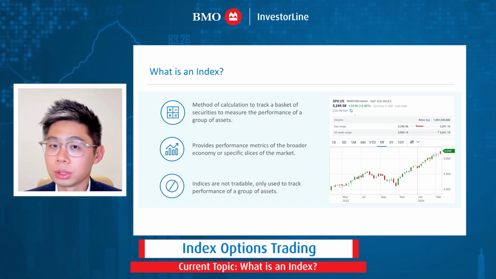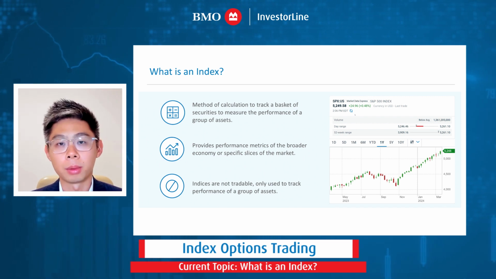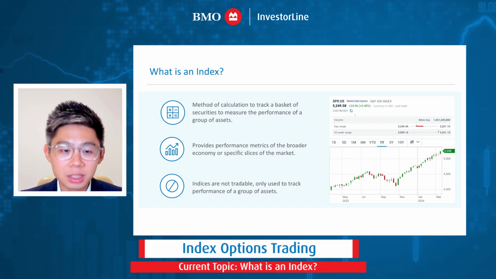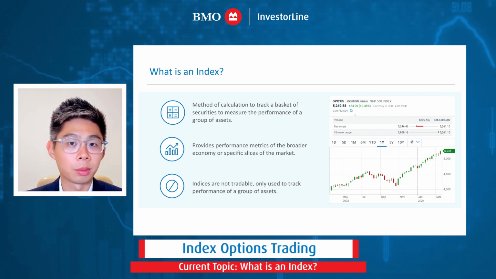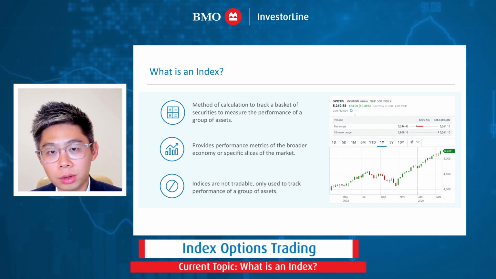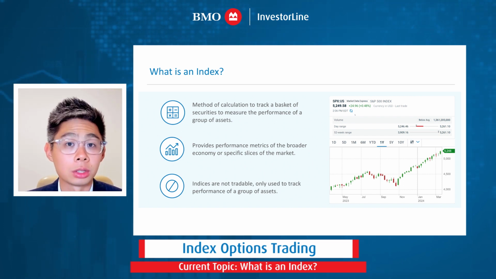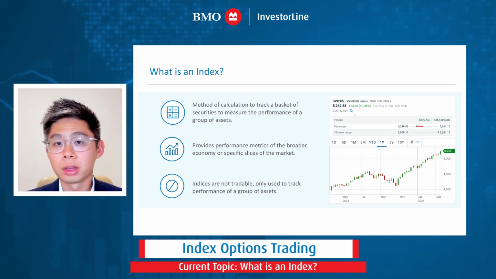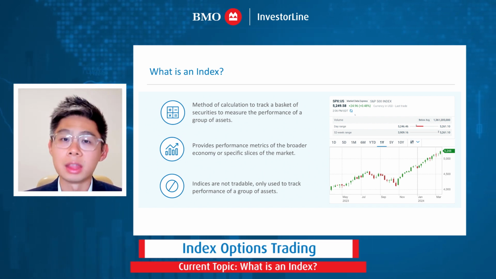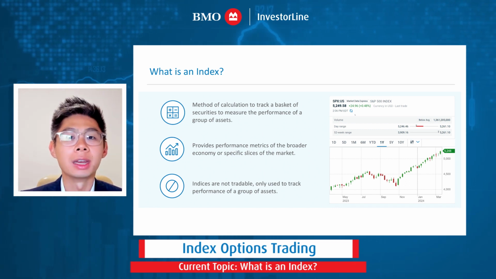There are thousands and thousands of indices that track different slices and dices of the economy and the market, but they really provide you the performance of how those specific slices of the market are doing from a price perspective. And one of the key things to remember is that these are simply calculations, meaning they are nothing other than a formula. And indices, while widely tracked, are actually not tradable. You cannot trade an index itself.